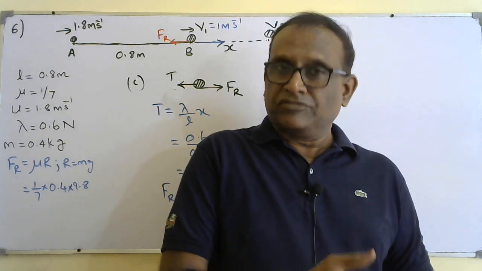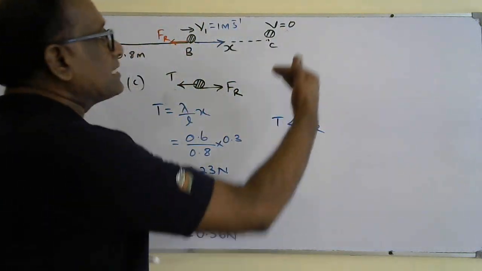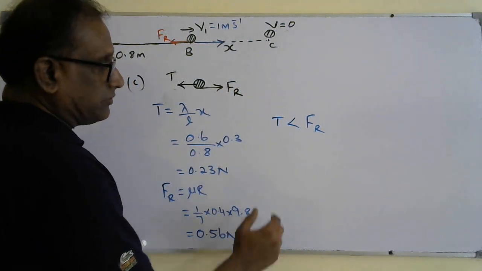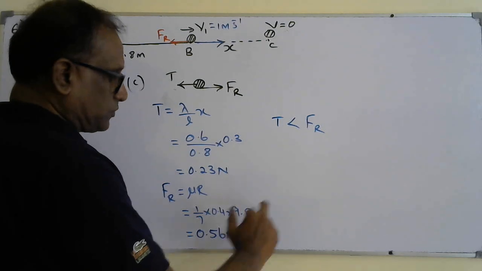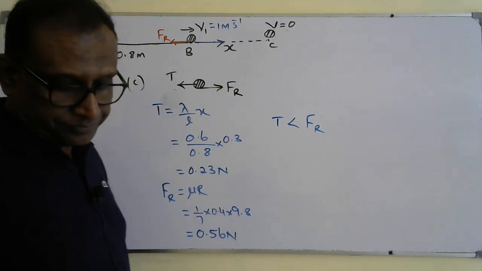It has reached rest. If it wants to move, it should accelerate. If it wants to accelerate, it needs a resultant force according to Newton's second law towards left, but it won't get a resultant force towards left because tension is smaller than friction, so it will remain at rest at point C.